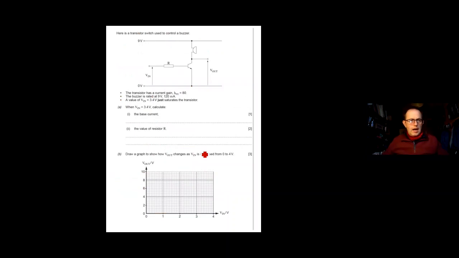Okay, what you got here again, you see the same old questions coming up. You're asking about the base current. So we're going to go in with the base current of IC over HFE. You've got your buzzer rated at 120 milliamps. So that means there's the buzzer, symbol for buzzer. You have to know that one. There's the 120 milliamps. Okay, and the HFE is given to you in the question as well. That will give you 1.5 milliamps.